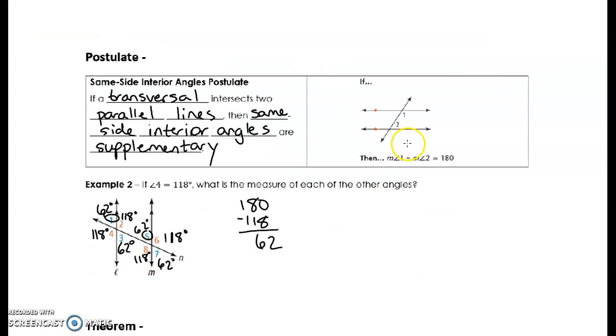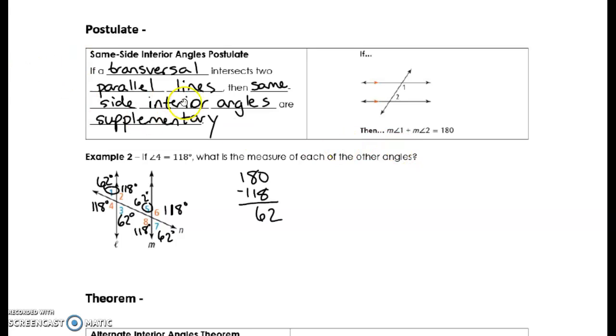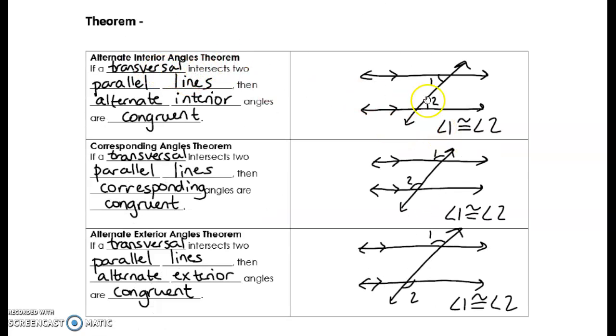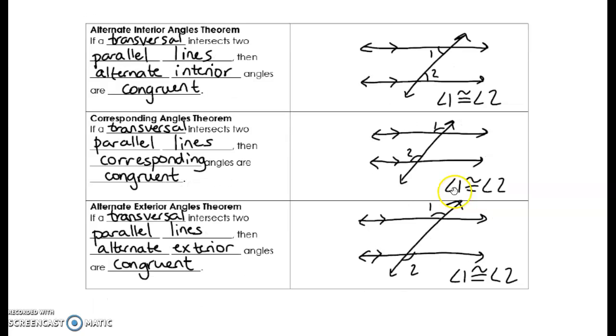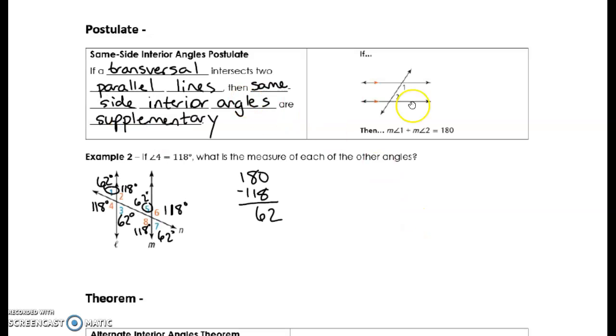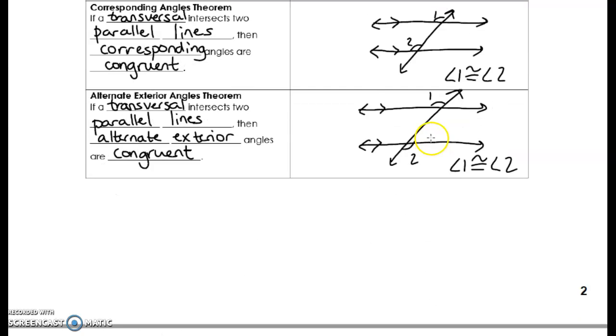Then we actually got into these theorems and postulates. So remember, when you have parallel lines cut by a transversal, same side interior angles add up to 180, meaning they're supplementary. All right. Then we have alternate interior angles along parallel lines cut by a transversal. They are congruent. You have corresponding angles on a transversal with parallel lines. They are congruent. And alternate exterior angles are also congruent. So the only one that is not congruent is same side interior angles. Those are supplementary. Everything else is congruent.